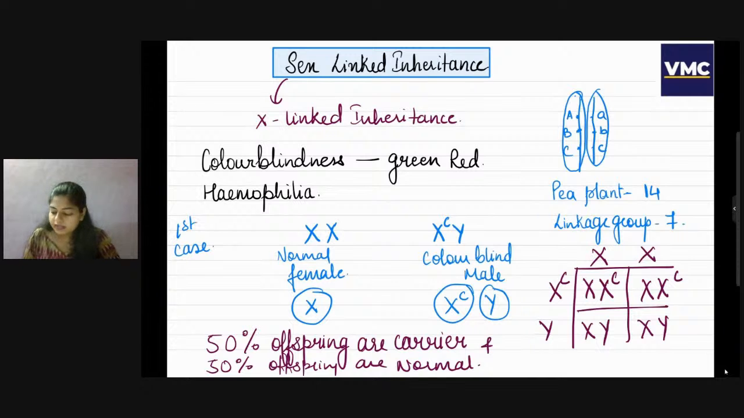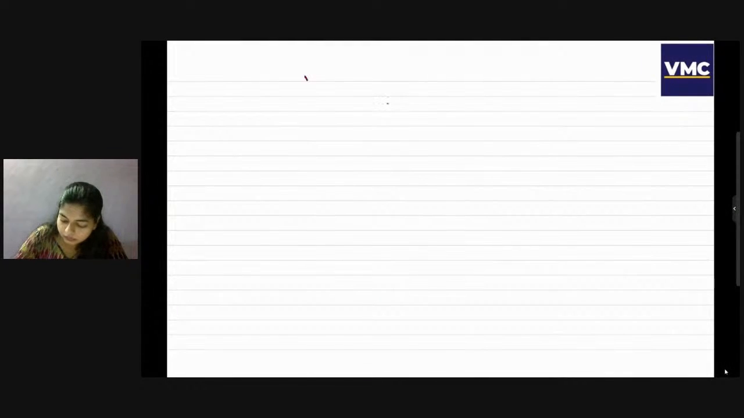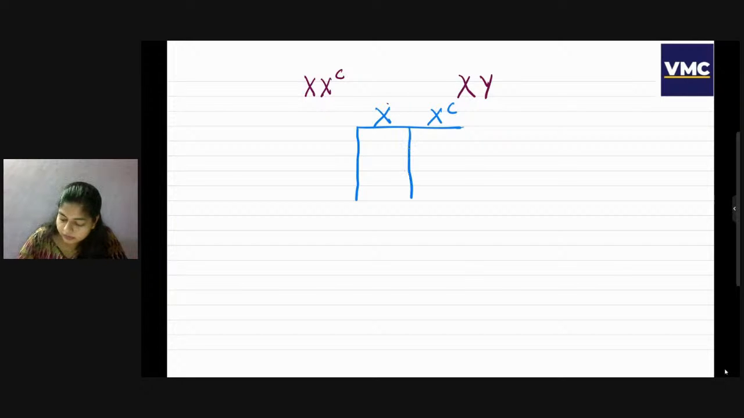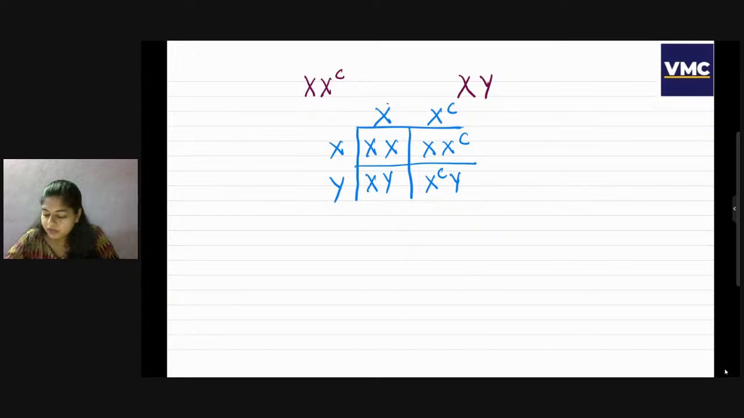So this can be one case. Another case can be wherein the mother is a carrier and the father is normal. The mother's gametes will be these, the father's gametes these. After the cross you will get this. Here, one daughter is normal, she will not have anything. One daughter will be a carrier. This son is normal, whereas this one is colorblind, because it has the gene for color blindness.